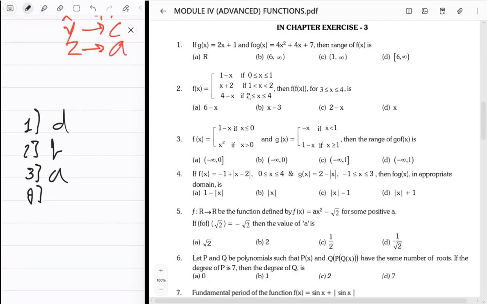Fourth is if f of x is equal to this guy, negative 1 plus mod of x minus 2. Okay.